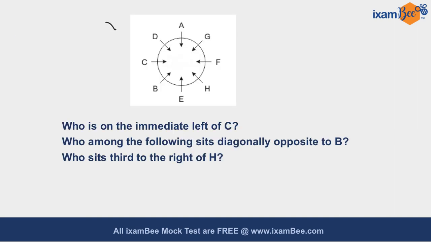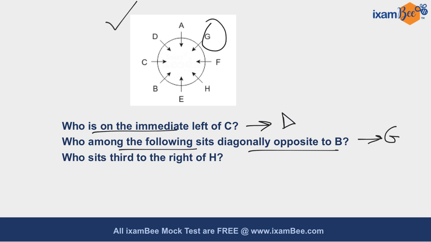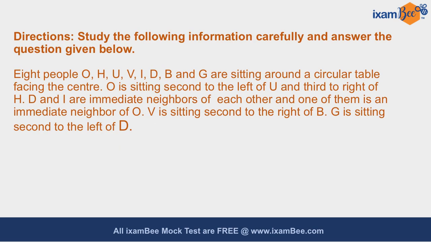Based on your arrangement you have to find all these answers. Who is on the immediate left of C? Clearly D is sitting on the immediate left of C. Second question states, who among the following sits diagonally opposite to B? Clearly G is sitting diagonally opposite to B, so G is the correct answer. Your third question states, who sits third to the right of H? Now you know that A is sitting third to the right of H, so A is the correct answer. Let us now discuss the next question.